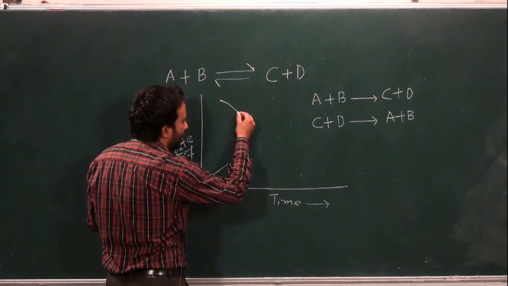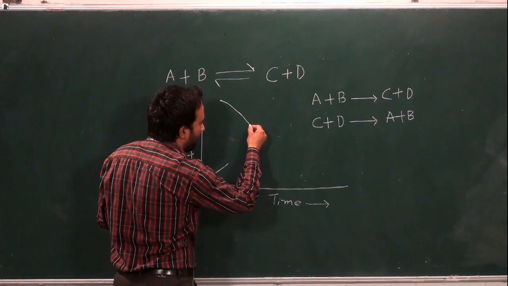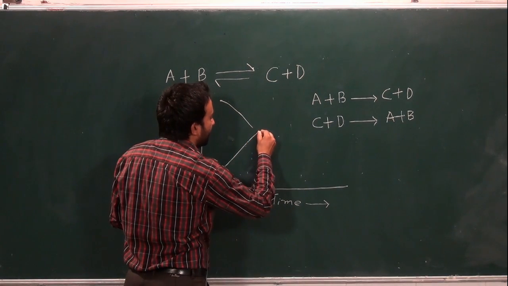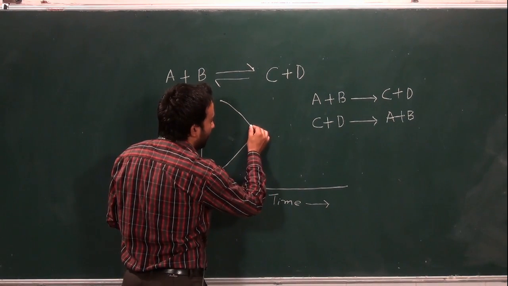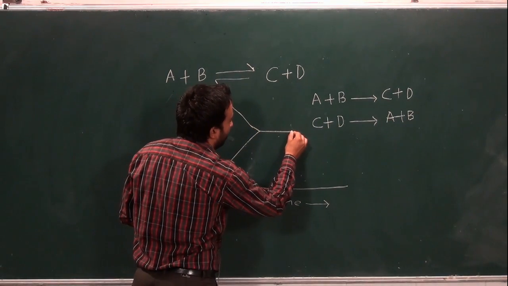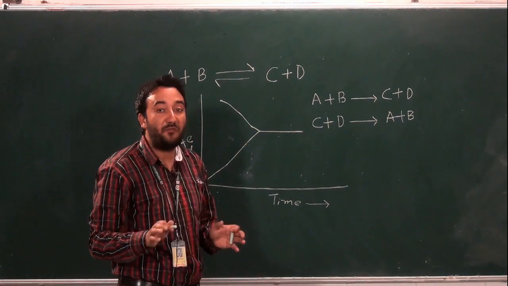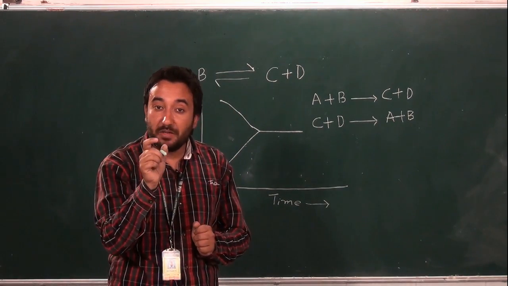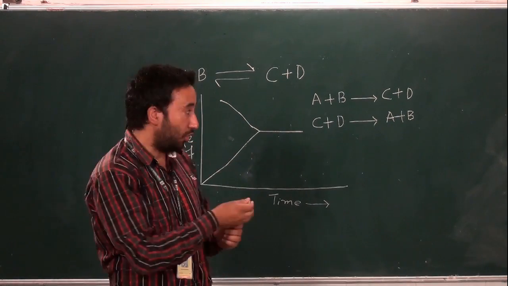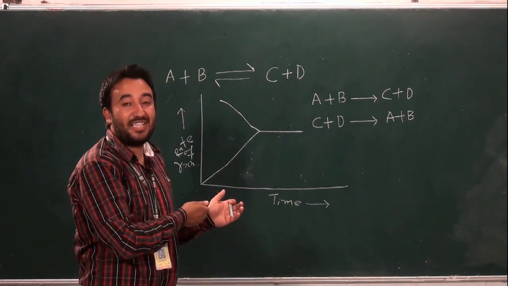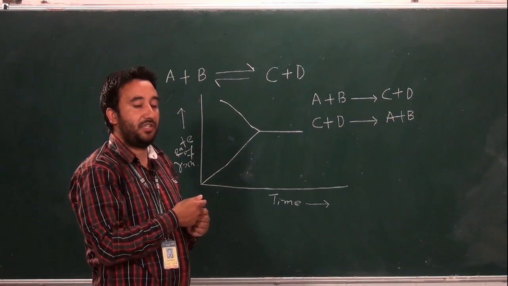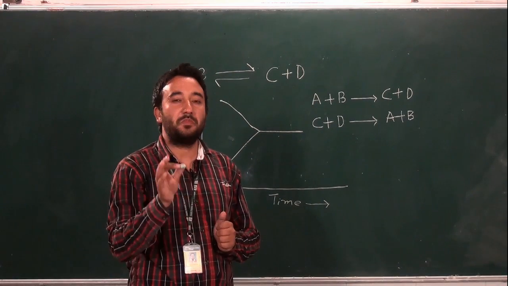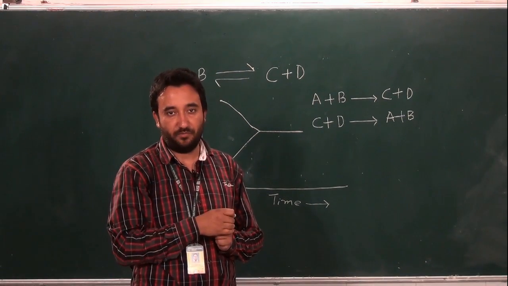With the passage of time, the rate of the forward reaction will go on decreasing, and the rate of the backward reaction will go on increasing, and there will be a stage at which the rate of the forward reaction and the rate of the backward reaction become equal. At that stage, we say that an equilibrium is established. So in chemical reactions, an equilibrium is established when the rate of the forward reaction becomes equal to the rate of the backward reaction. Okay?